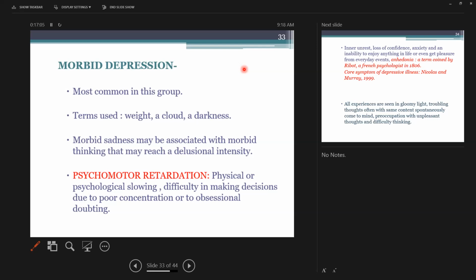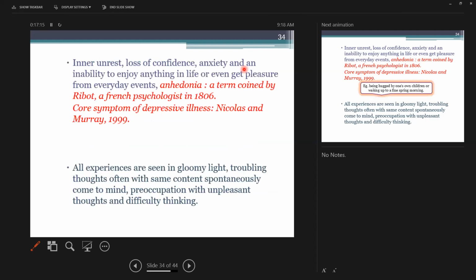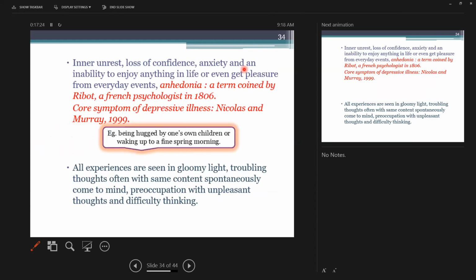The term psychomotor retardation is used when there is physical or psychological slowing and there is difficulty in making decisions due to poor concentration or due to obsessional doubting. And there may be an inner unrest, loss of confidence, anxiety, and an inability to enjoy anything in life or even get pleasure from everyday events.